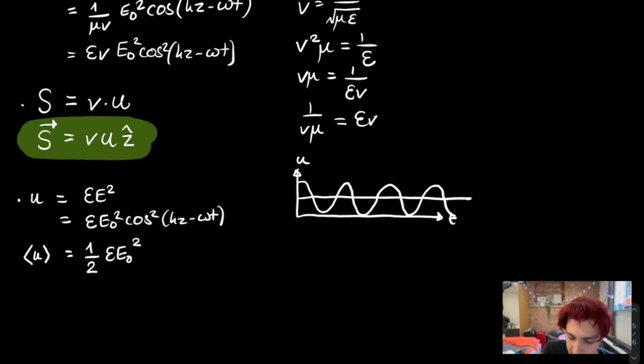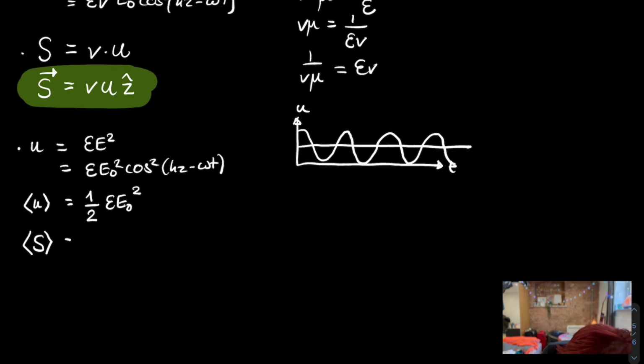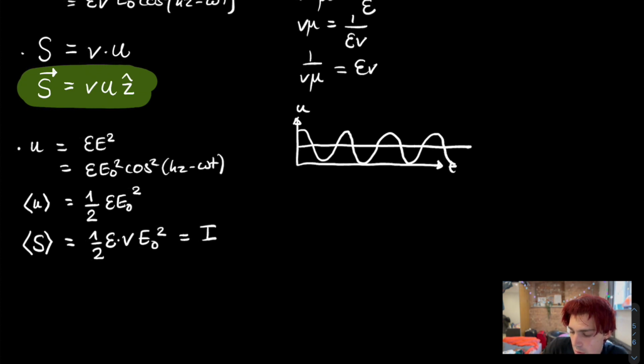And because the energy density oscillates as a function of time, then from this equation, this tells us the Poynting vector also oscillates as a function of time. But we can, again, write the average. So we can write that the average value of the Poynting vector, or the magnitude of the Poynting vector, is going to be 1/2 times epsilon times V times E naught squared. But what is the average value of the Poynting vector? Well, we know that the Poynting vector was actually a measure of the intensity. And so what this equation is giving us is the intensity, which is the power per unit area from electromagnetic radiation.